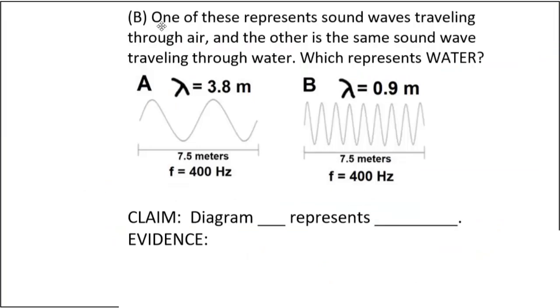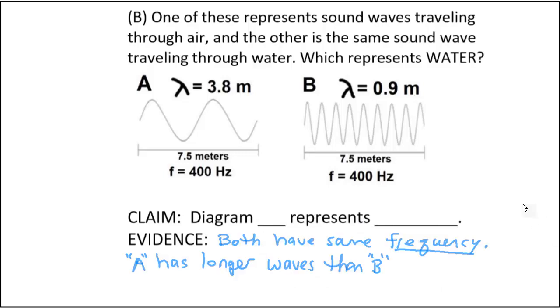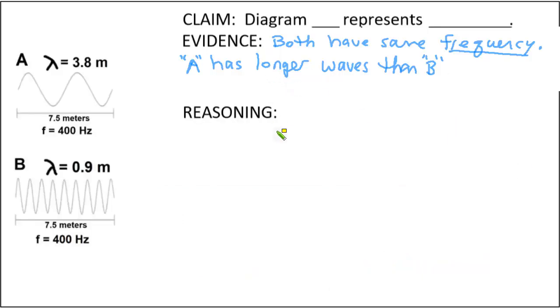Okay, here's question B. This one's also asking if one of these is through air and the other one's through water. Here are our waves, they're a little different than before. Here's our claim, we're going to write that later. So do your evidence first. What are you going to write for your evidence? Again, the frequency is the same, and this time wave A has long waves and wave B has short waves. So A has longer waves than B. That's my evidence.